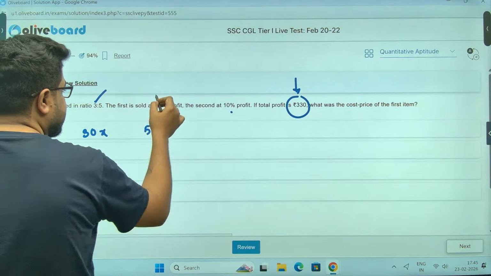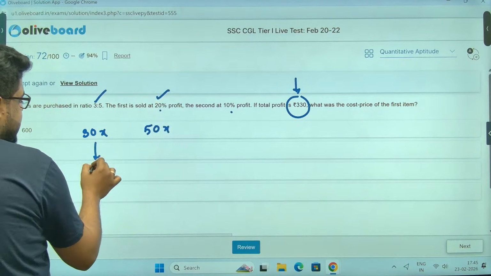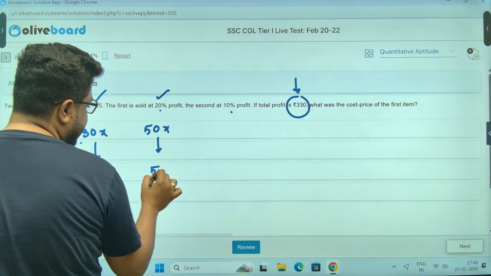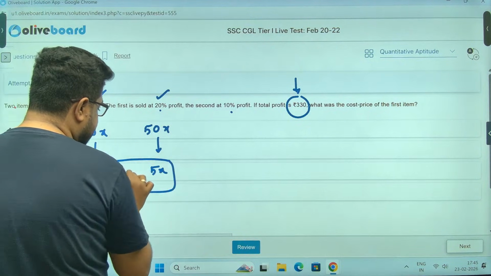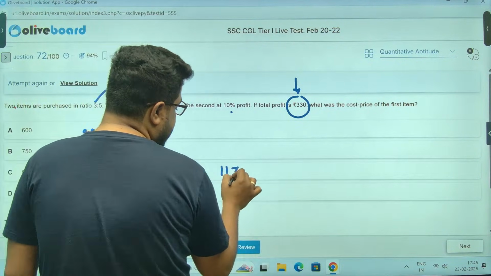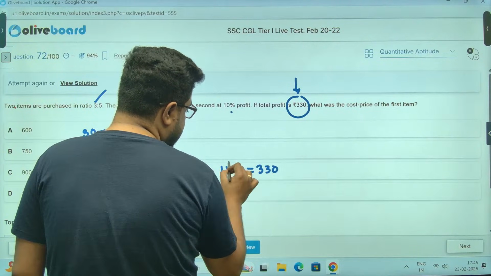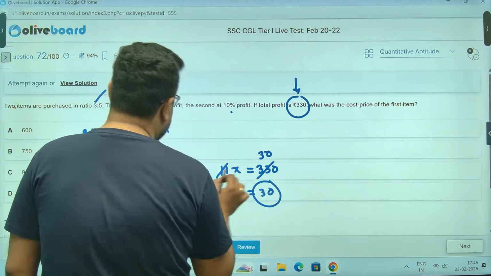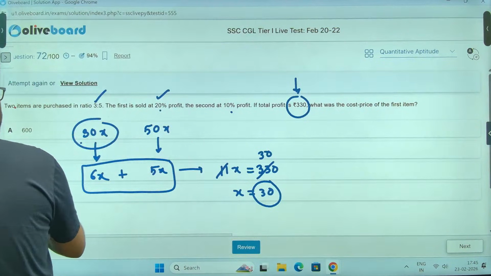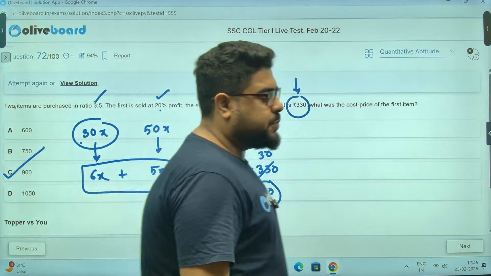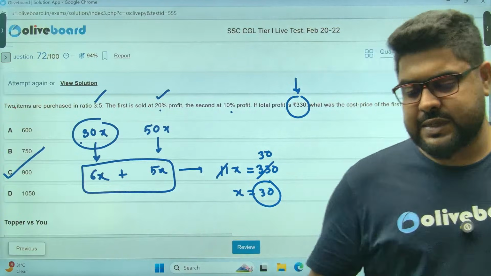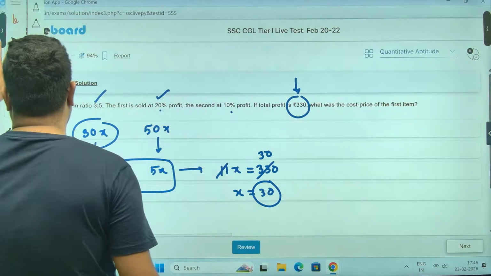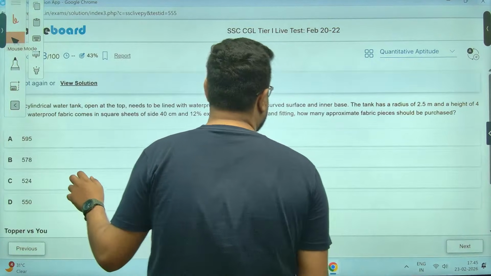20% profit, meaning 3 2s are 6x profit. Here, 10% profit, 5x profit. Total profit, 11x. That is equal to 330. 11 30s are this. So x is 30. Cost price of the first item, 30 into 30, 900 rupees. Option number C. You see, very simple. Next one.